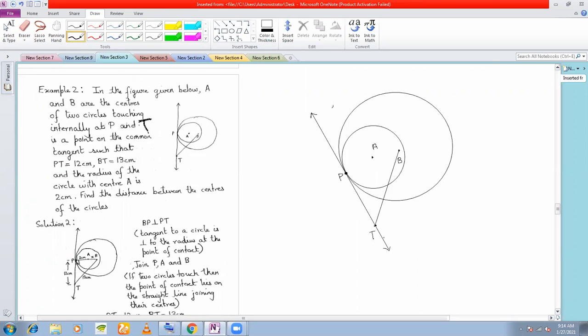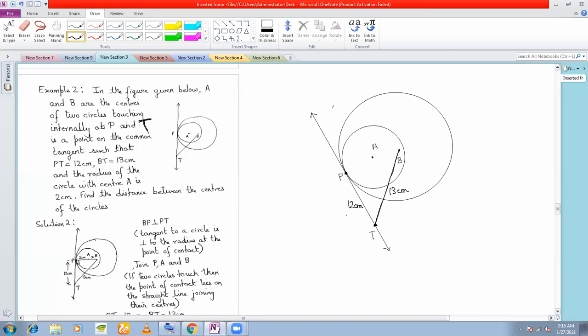So if you see this line here drawn through P is the common tangent, and T is a point here on the common tangent, such that the length of PT is given to you as 12 centimeter. So this length is given to you 12 centimeter. BT is given to you as 13 centimeter. That means this entire length is given to you as 13 centimeters.